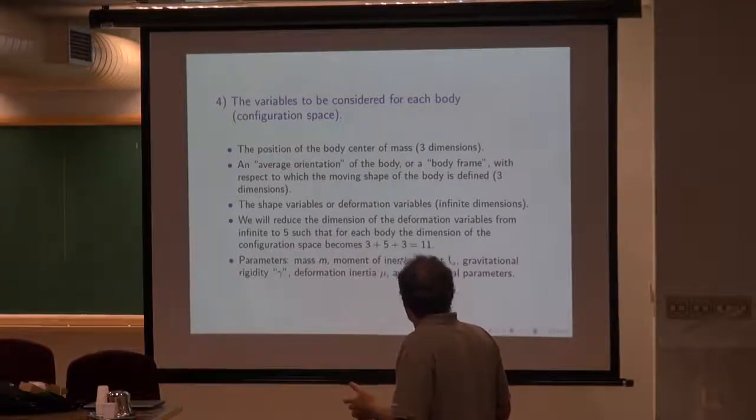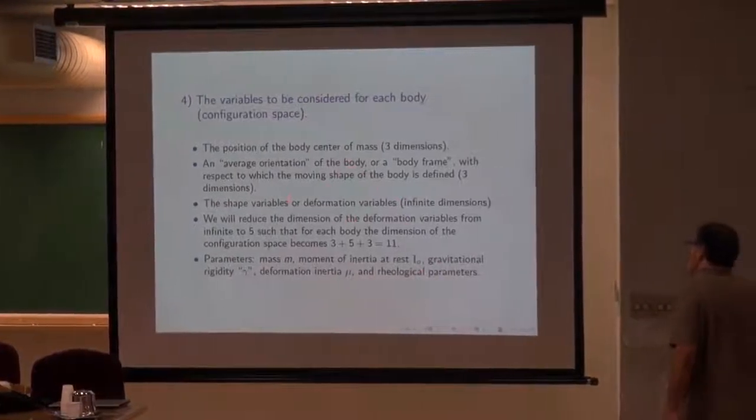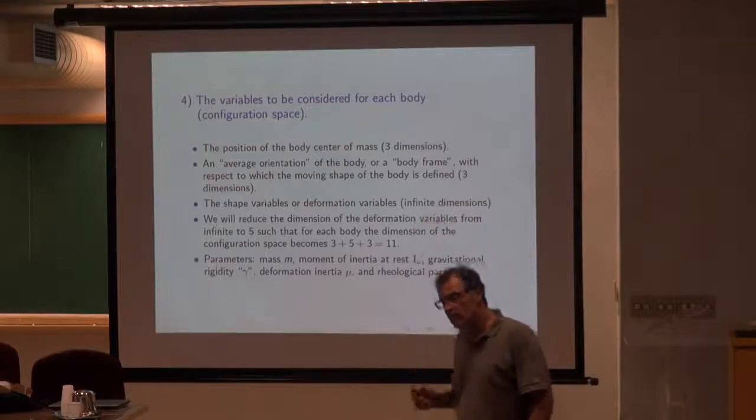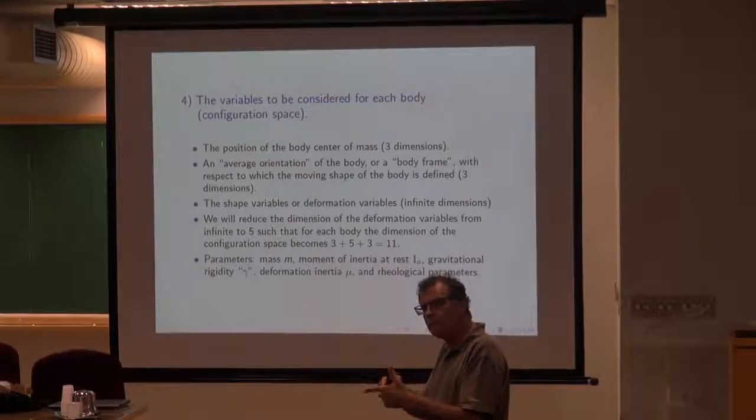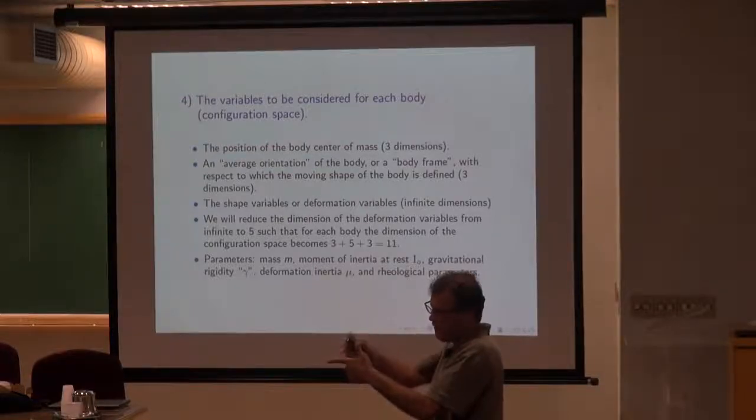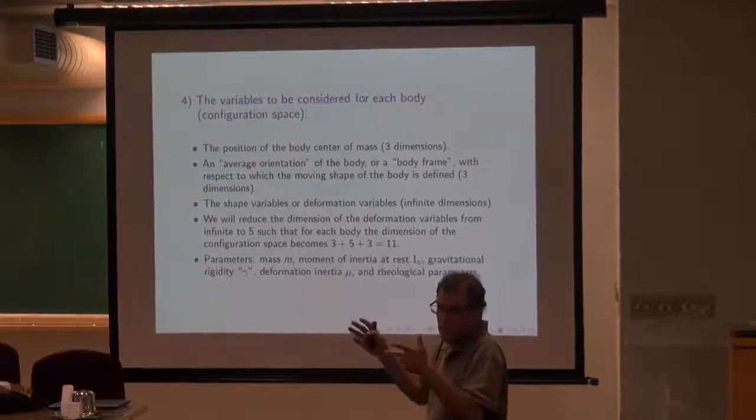So here, this average orientation of the body is a reference frame that's called a Tisserand frame. The Tisserand frame is a frame with respect to which the angular momentum of the body is null. In other words, take a rigid body, it's rotating, but the Tisserand frame is the frame in which the body is at rest. Because the body is at rest with respect to this frame, the angular momentum is zero, trivially.